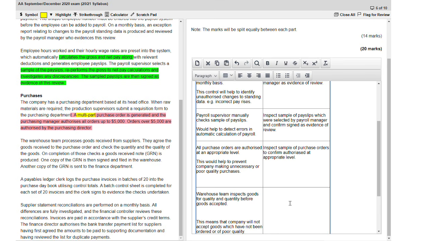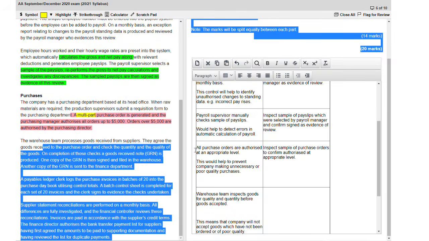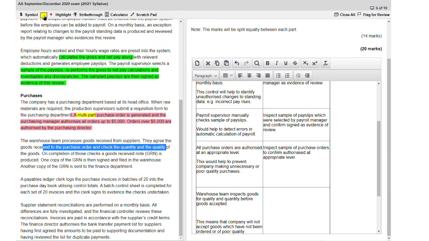You could inspect again, but why not? We said inspect, observe, reperform. Let's show you an observe. Although it's not a great test of control, it is a test of control. You will literally stand like a wallflower in the warehouse and watch them doing it. Some would say, well, this only confirms that they're behaving when you're actually in there with them. That is true, but nevertheless, it is an accepted test of control. So you could mention that one, it's fine.